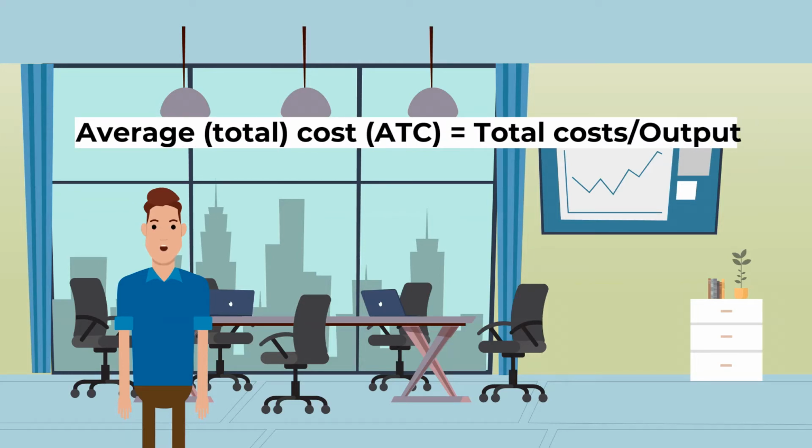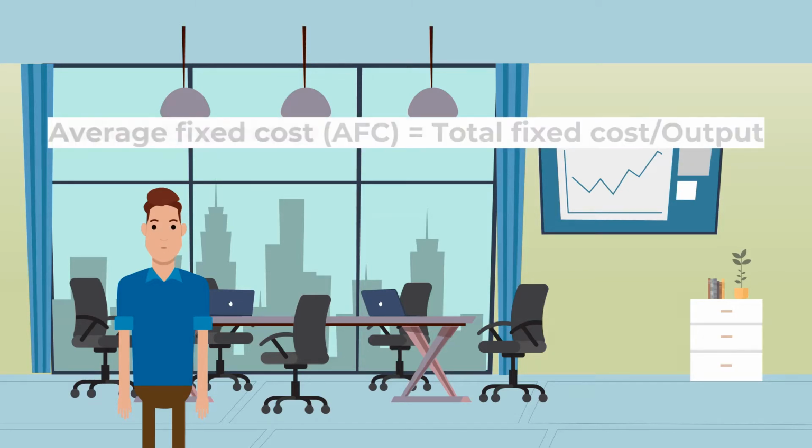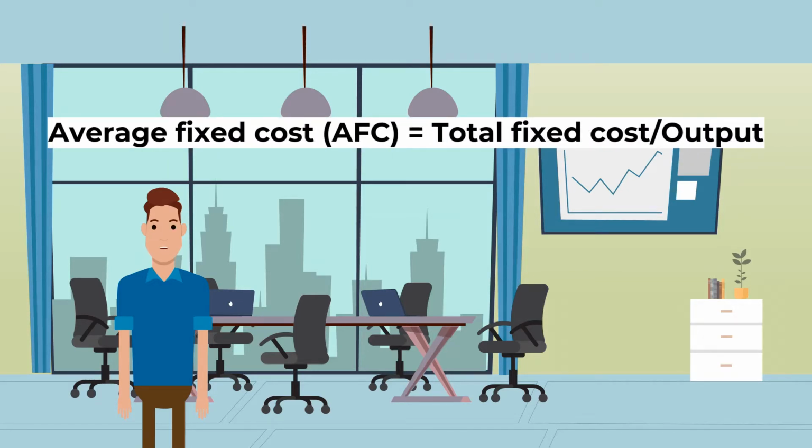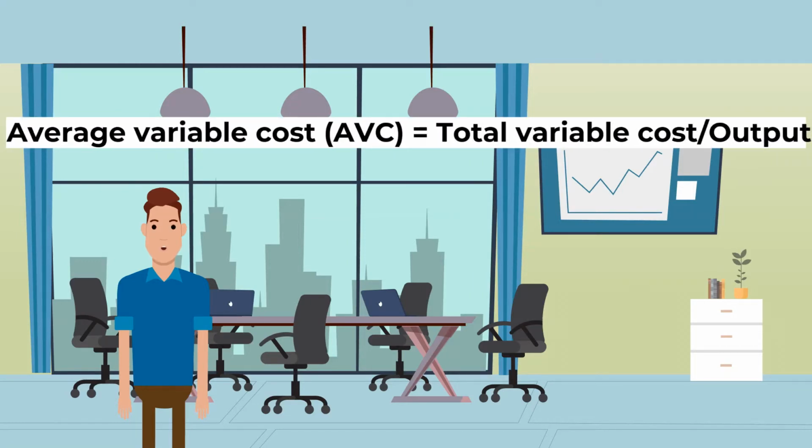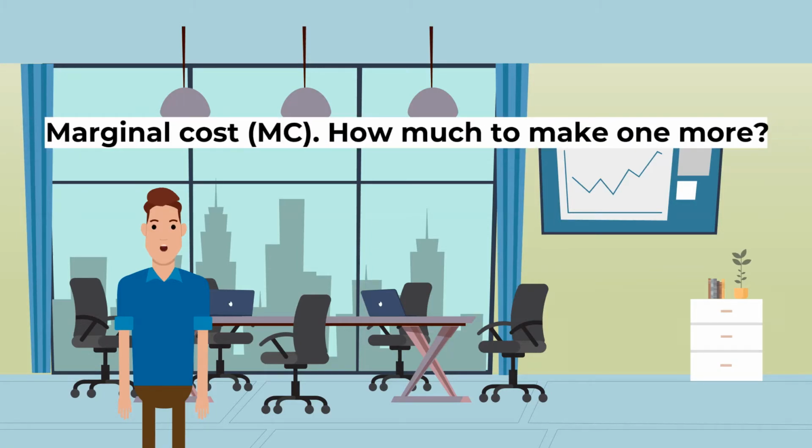Average total cost, or ATC. These are calculated by the total cost divided by the output. Average fixed cost, or AFC. This is the total fixed cost divided by the output. Average variable cost, or AVC. This is calculated by the total variable cost divided by the output. Marginal cost, or MC. This is the extra cost of producing one extra unit of a good. It is calculated by the total cost of producing n goods minus the total cost of producing n minus 1 goods, or change in total cost divided by the change in output.